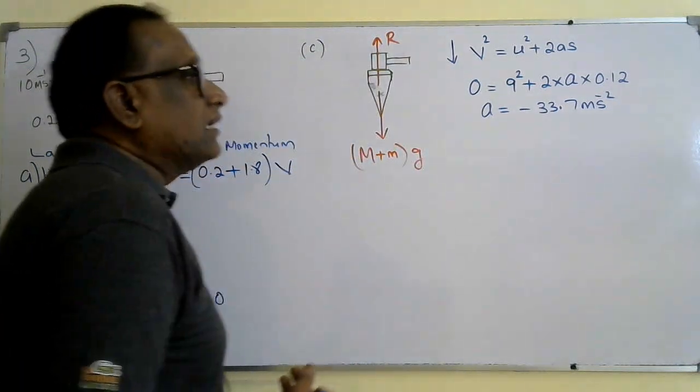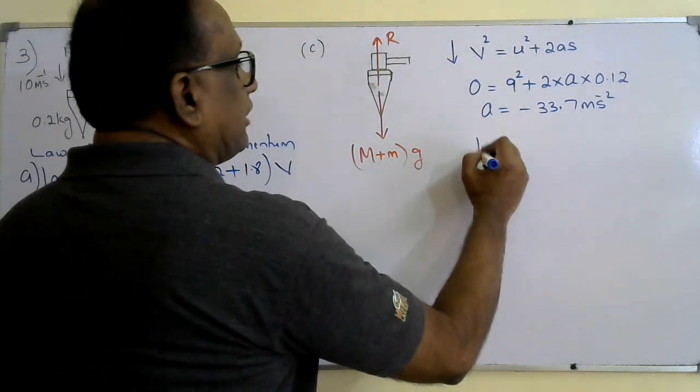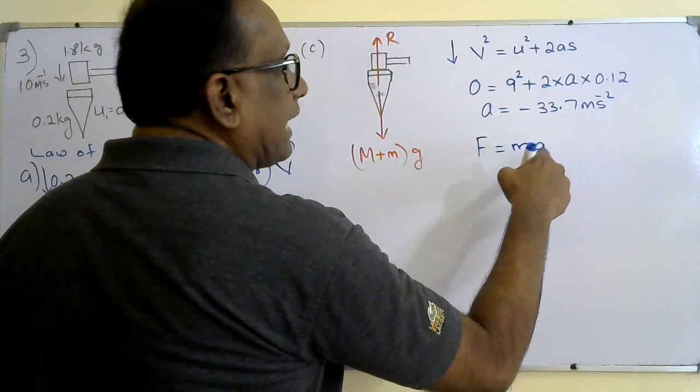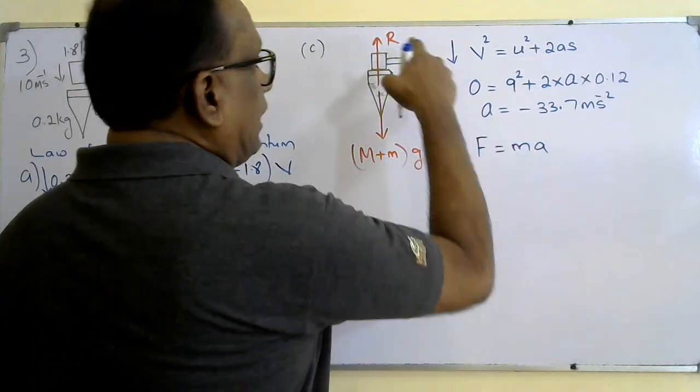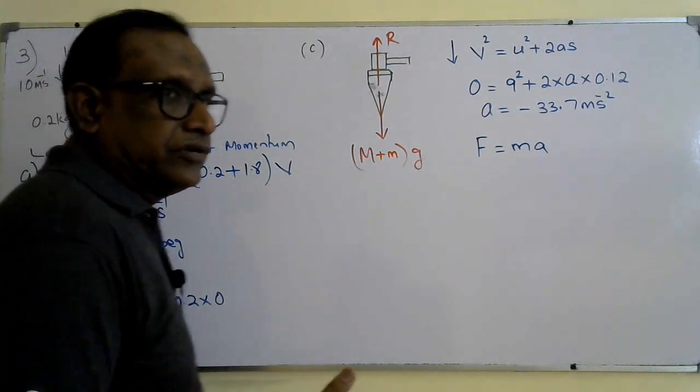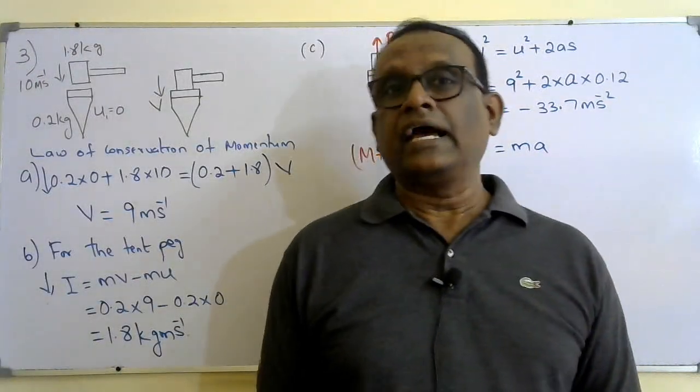Okay, I need to find R. So I can use F equals ma. I know the direction of A is upward, and R is greater than the weight. So I can use F equals ma in either the upward direction or the downward direction. Anywhere I can use it.